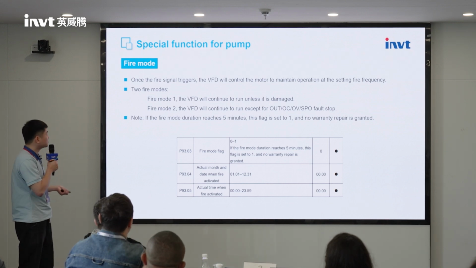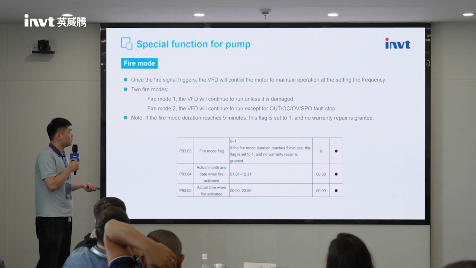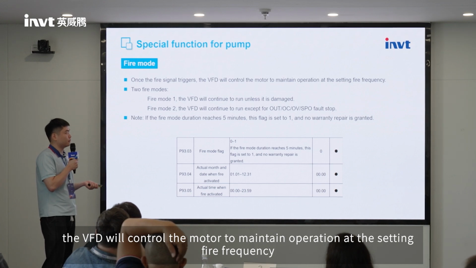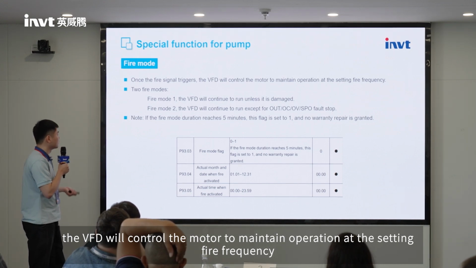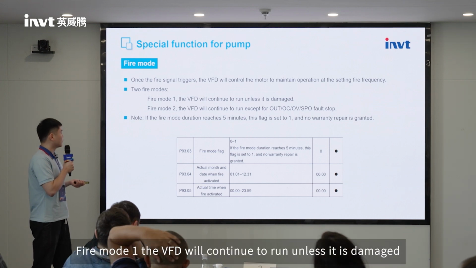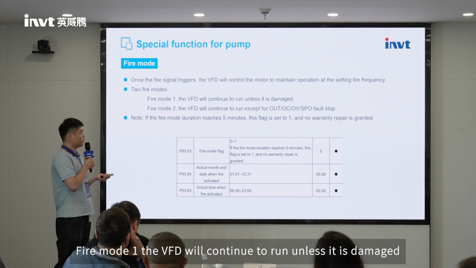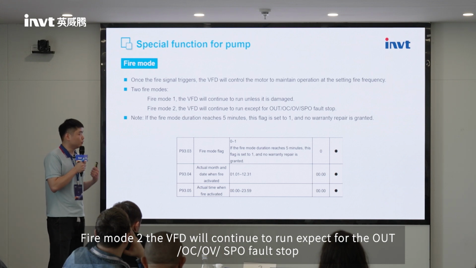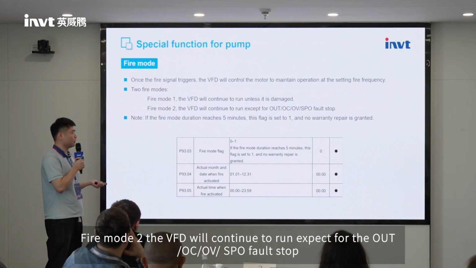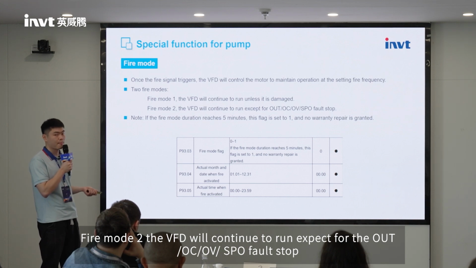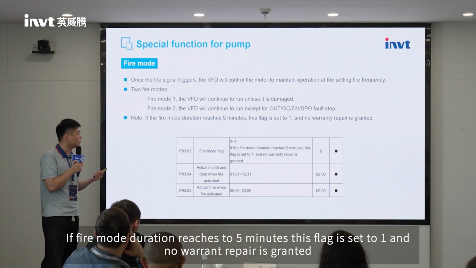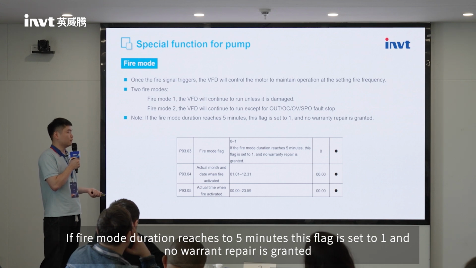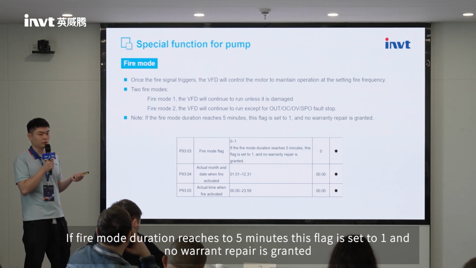And the fire mode. Once the fire signal triggers, the VFD will control the motor to maintain operation at the set fire frequency. There are two fire modes. Fire mode 1, the VFD will continue to run unless it is damaged. Fire mode 2, the VFD will continue to run except for OC, OV, SPO fault stops. If fire mode duration reaches 5 minutes, this flag is set to 1, and no warranty repair is granted.